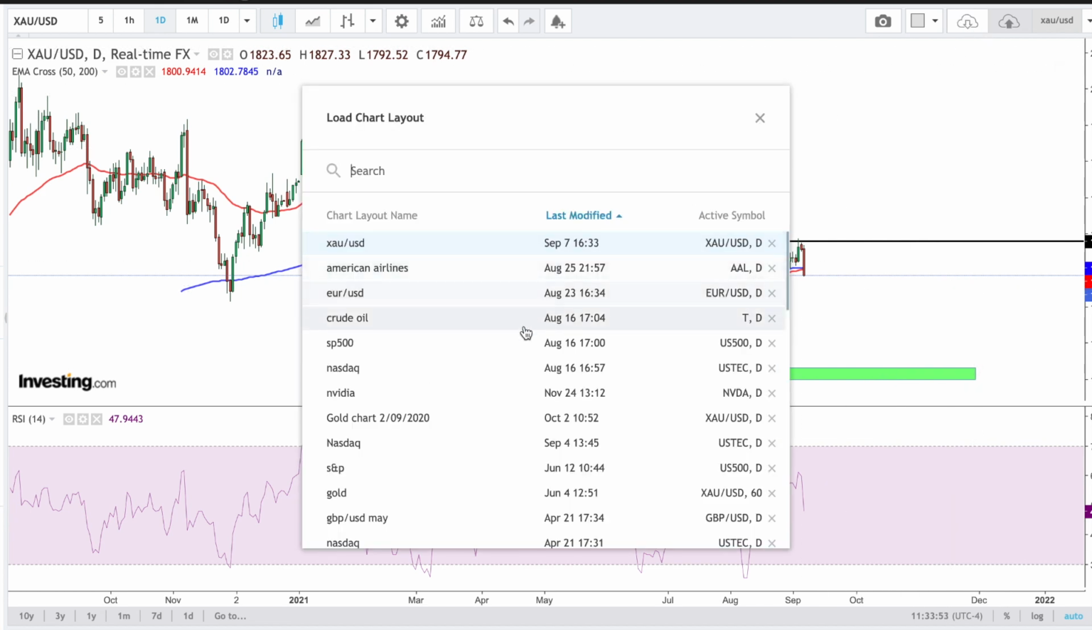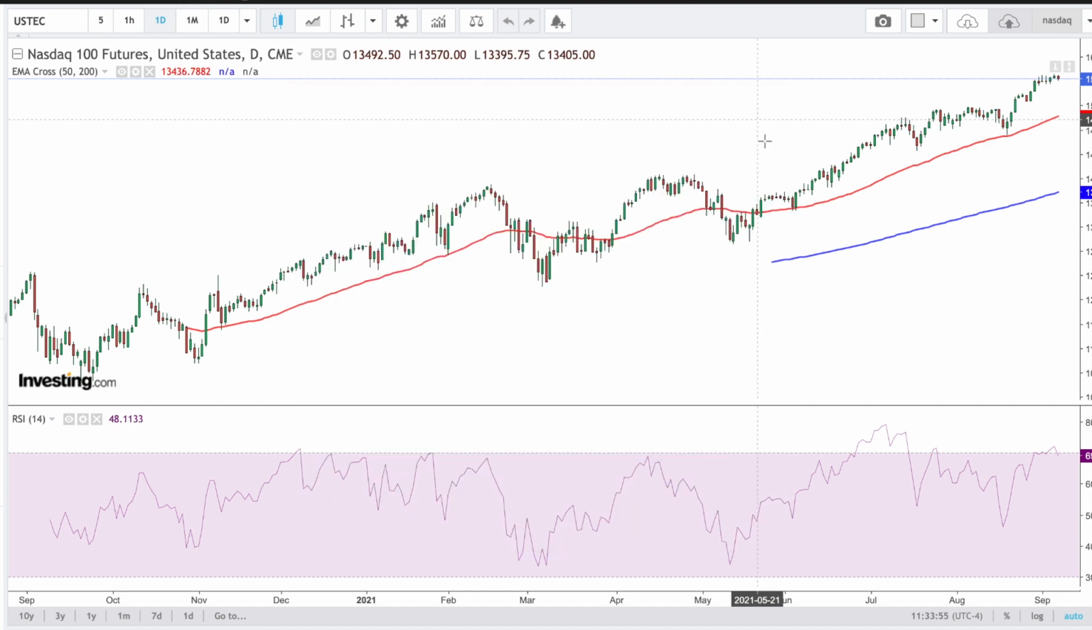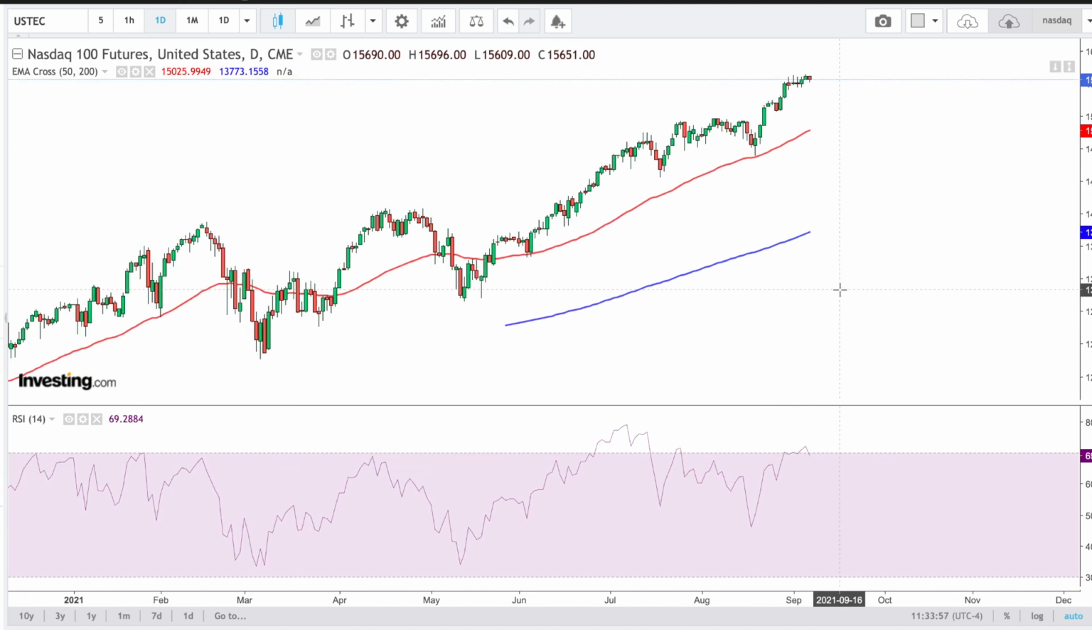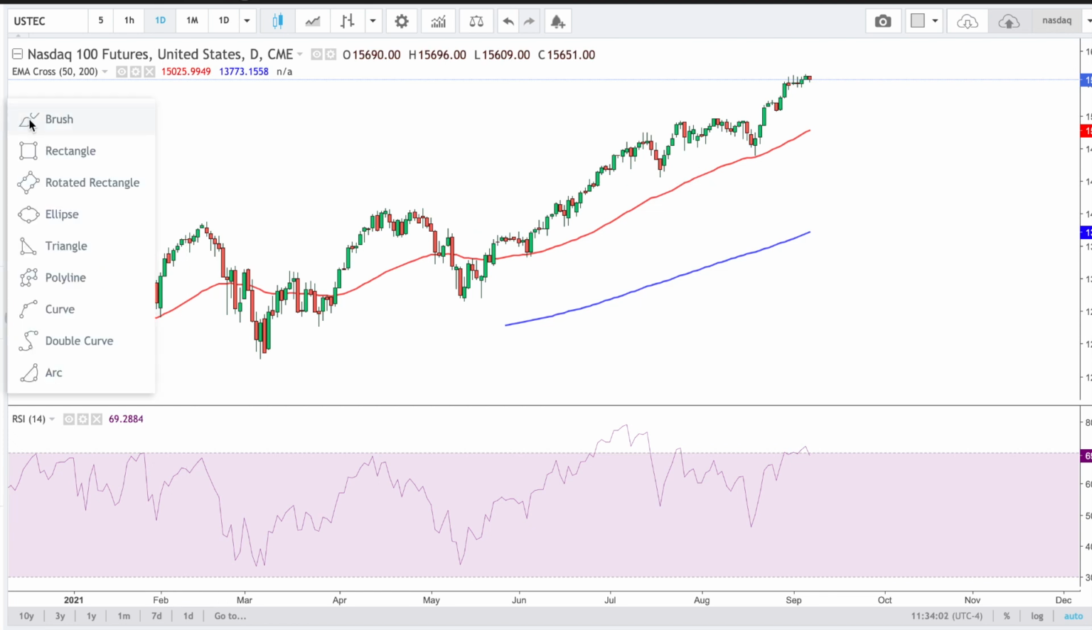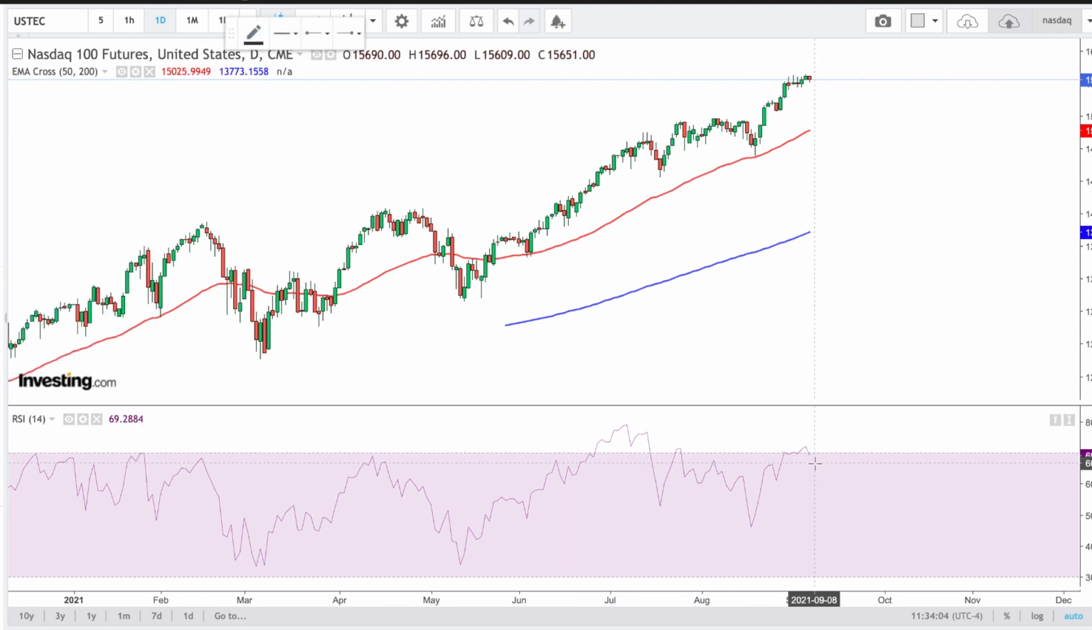Now going over to the Nasdaq100, just let that chart load up. Here we go, here's the Nasdaq100. We're currently flirting up at all-time highs. The only thing that I do not like about this chart at this moment in time is that we are considered to be around that overbought territory.